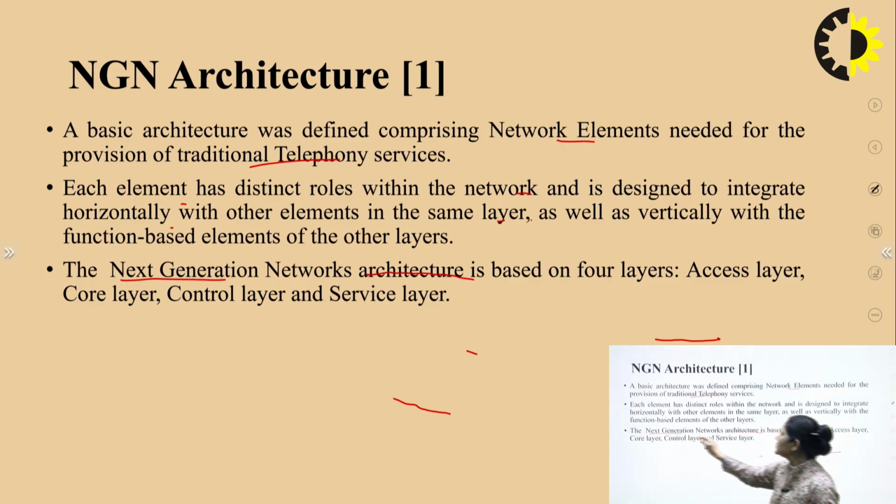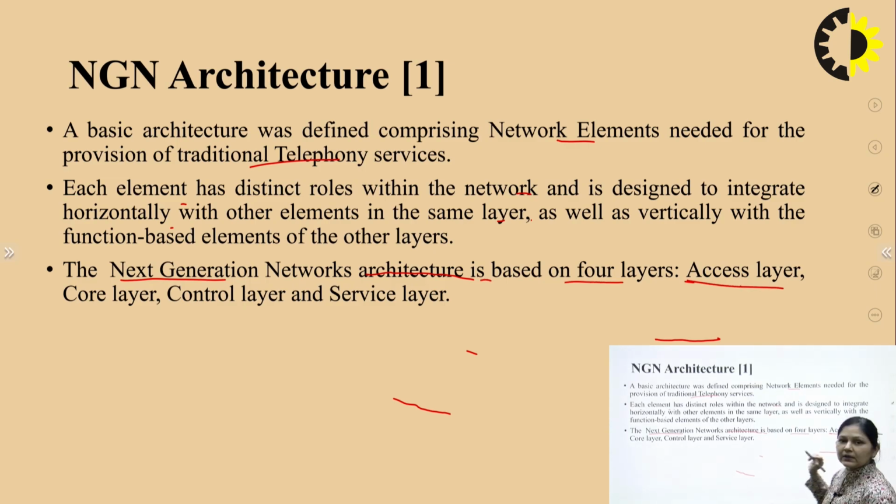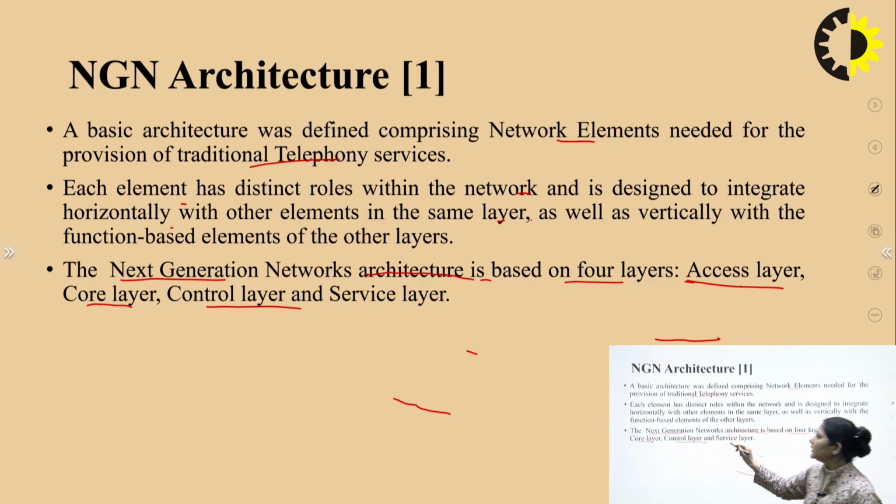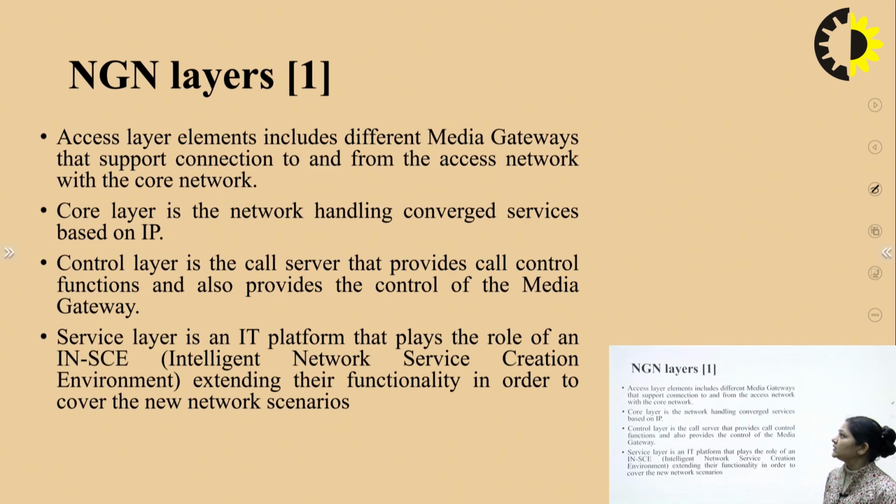The next generation networks architecture is based on 4 layers. One is the access layer, where we are accessing the core, then the core layer, control layer and service layer. So, there are 4 layers in the case of NGN.